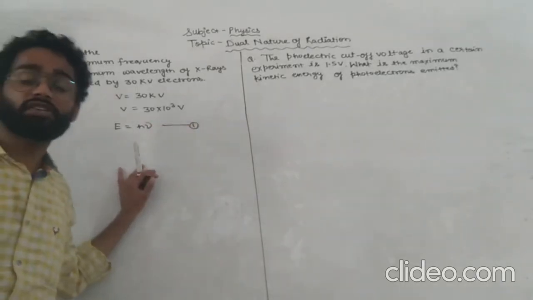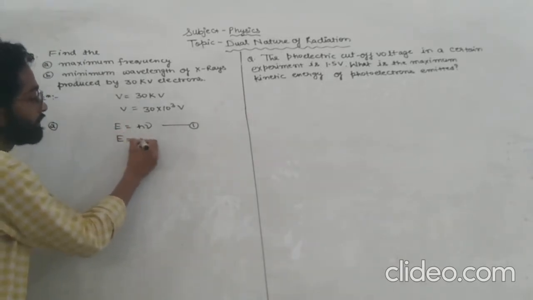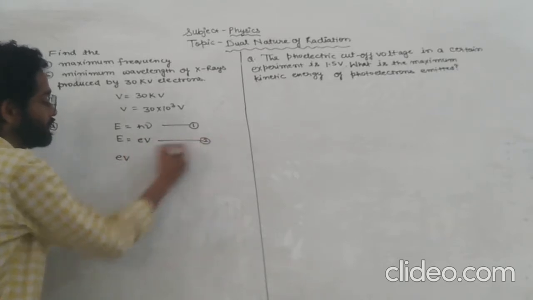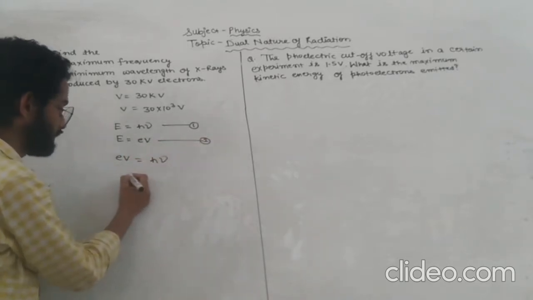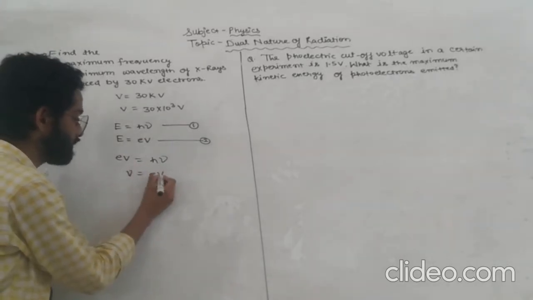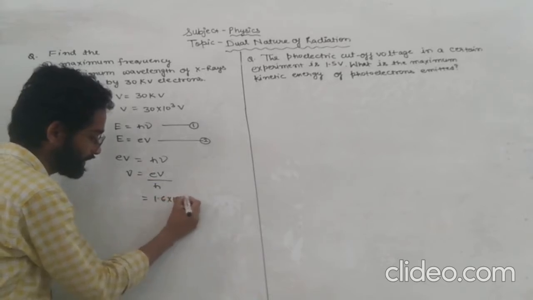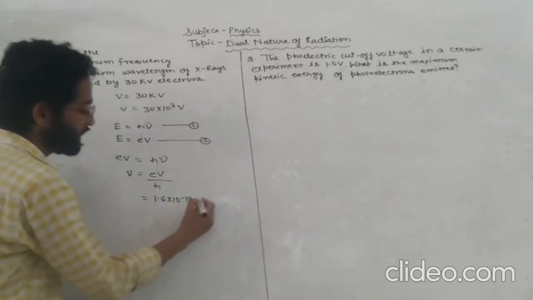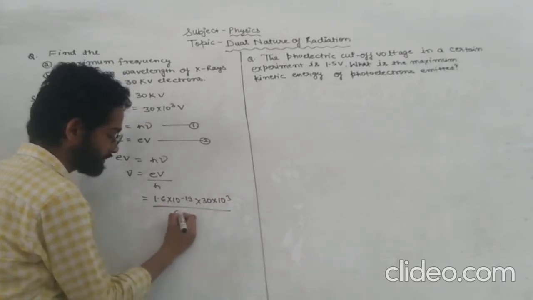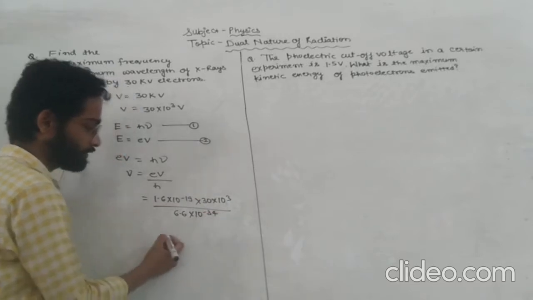And the second relation between E and V, that is E is equal to eV. We have to put the value that eV is equal to h nu. Then we are to find out nu. So nu is equal to eV upon h. The value of e is 1.6 into 10 power minus 19, the value of V is given 30 into 10 power 3, and the value of h is 6.6 into 10 power minus 34. Let us solve this.